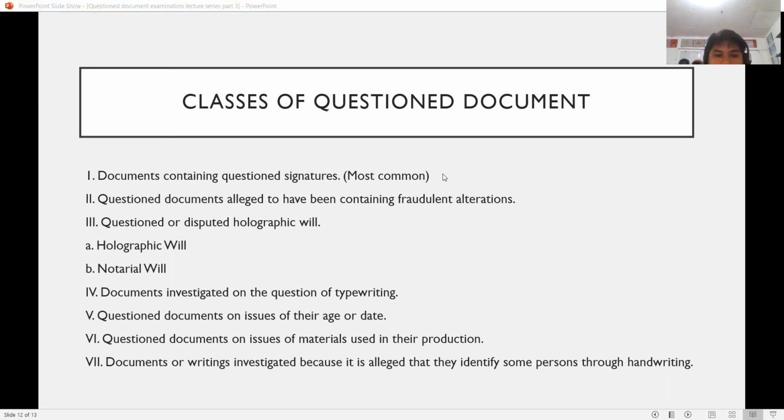Usually, this happens in families, where someone makes up a will so that it appears to be for Mr. A and nothing for Mr. B, his sibling. So usually they fake it. That's why holographic wills are included in the classes of questioned documents. Again, what is a holographic will? It is a document that is entirely written, dated, and signed by the testator himself. It need not be notarized and needs no witnesses.